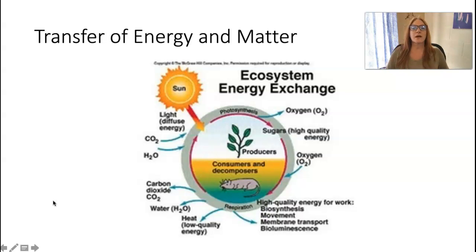Okay, so let's talk about how energy and matter move through systems, because while we already did ecology and talked about the trophic levels and how wolves change rivers and how trophic energy flows through, this is going to tie back together with photosynthesis and cellular respiration.